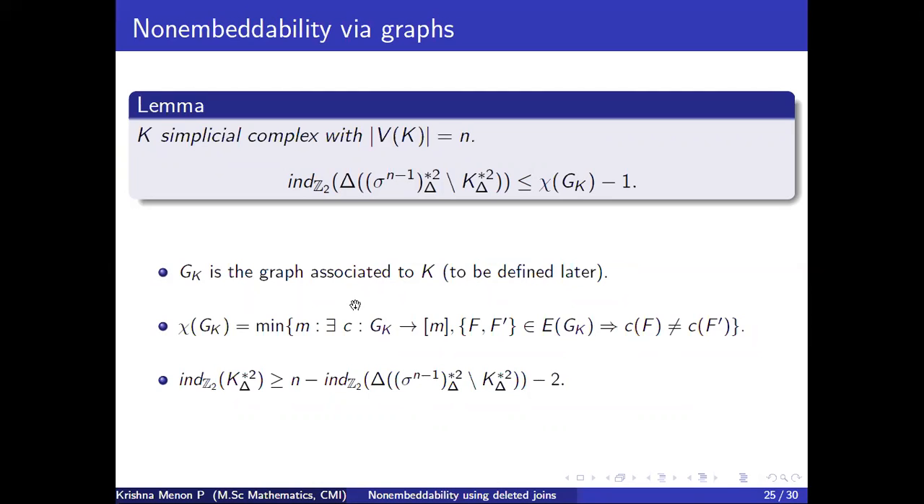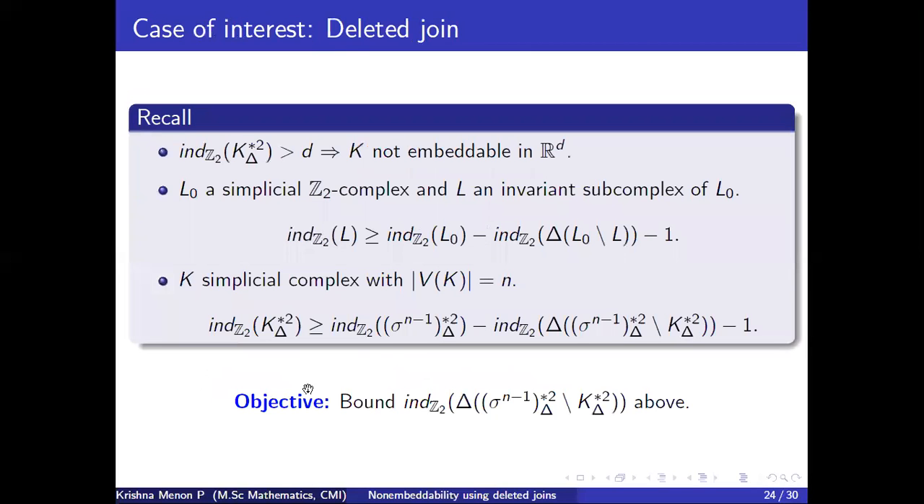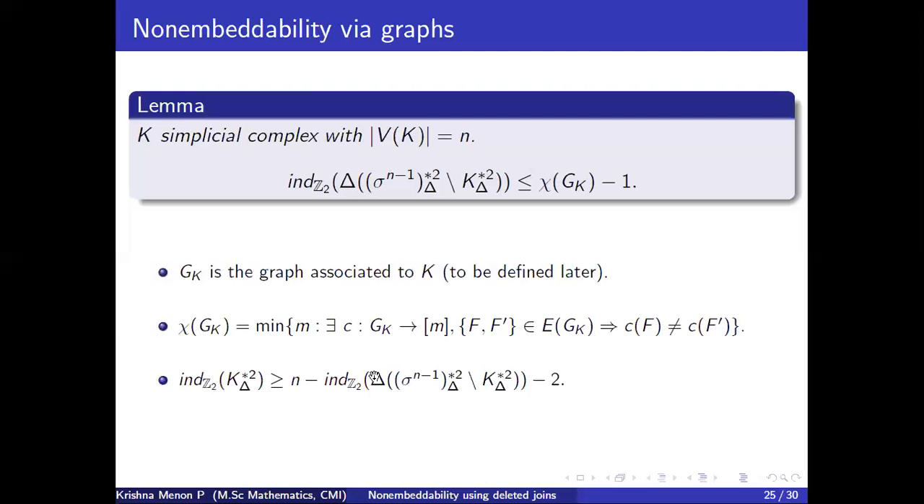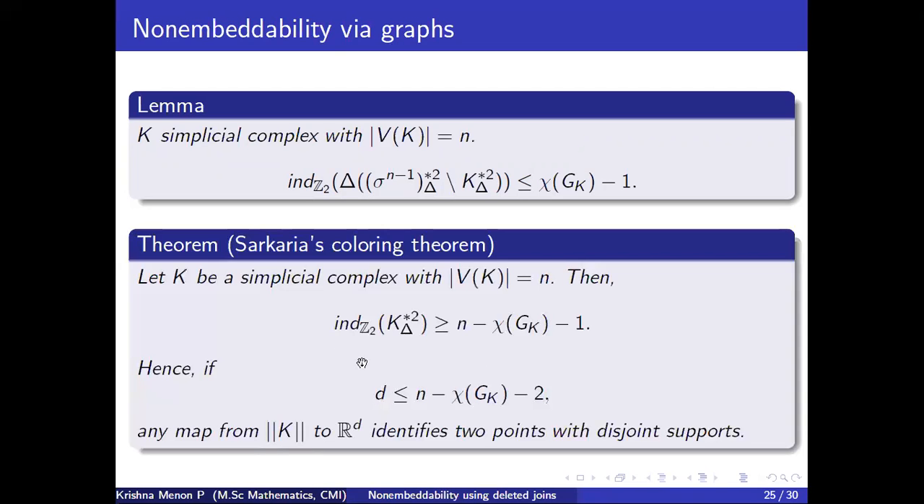our main result. And chromatic number is just the minimum number of colors you need to color all the vertices so that any two adjacent vertices have different colors. Okay, and then this inequality is just plugging in n minus 1 over here. You get this inequality. Now, into this inequality, if we substitute this bound, that is replace this by minus chromatic number plus 1, then you get this lower bound. Okay, and this theorem is called Sarkaria's coloring theorem.